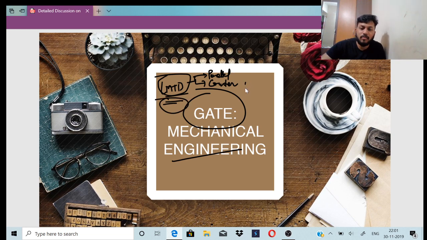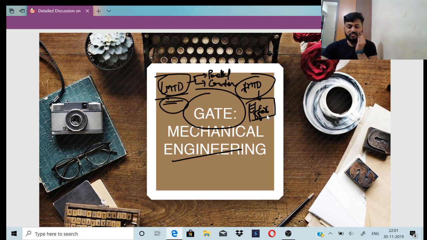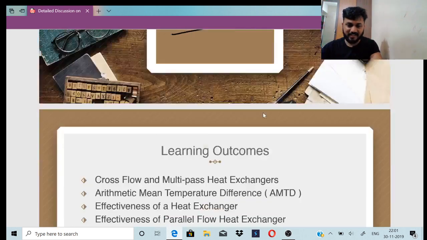In today's class we'll be moving forward. We will learn what is AMTD, that is arithmetic mean temperature difference, and we will also learn the effectiveness of a heat exchanger and the derivation for the effectiveness of the heat exchanger. So let's move on to the slides.